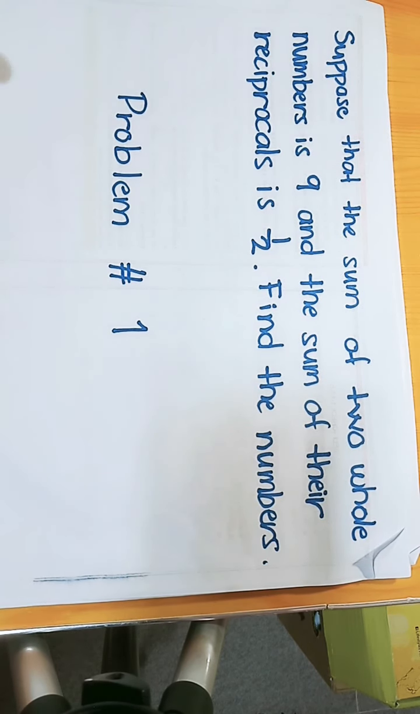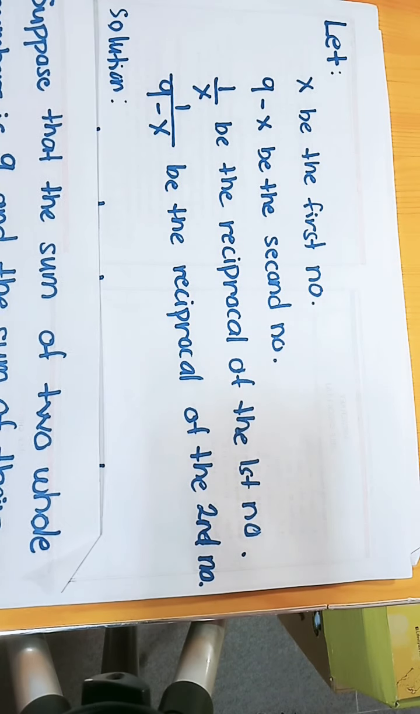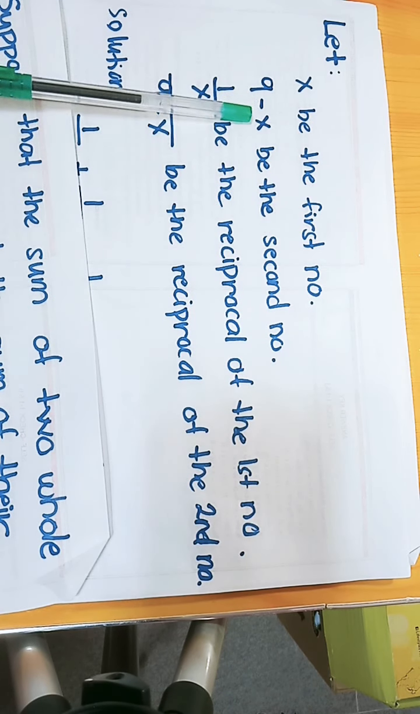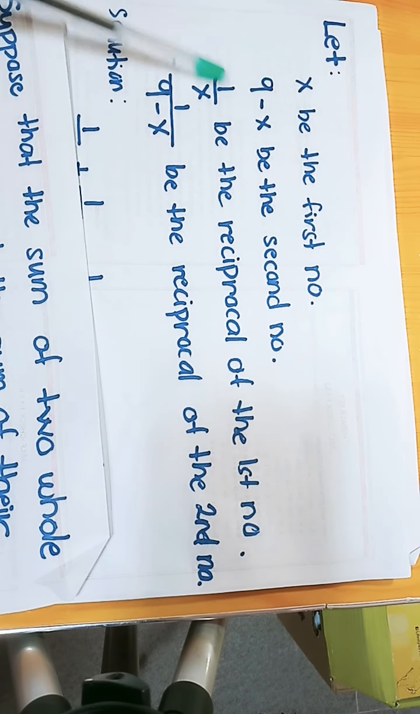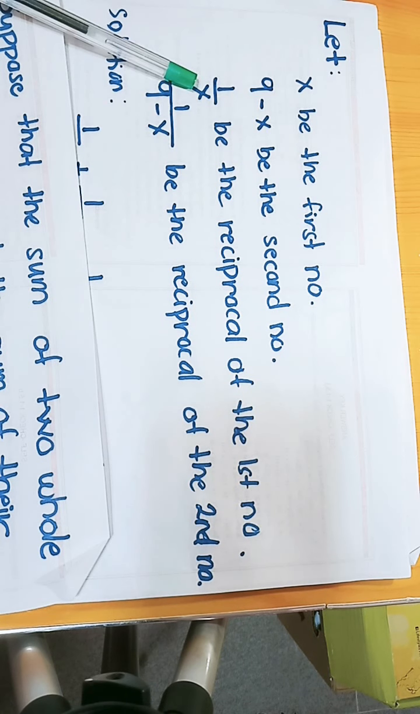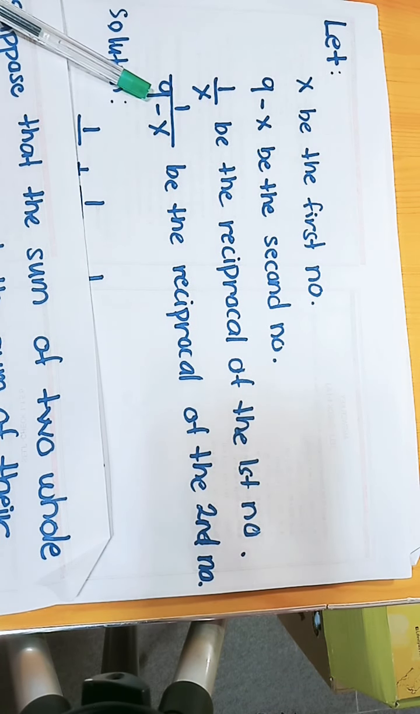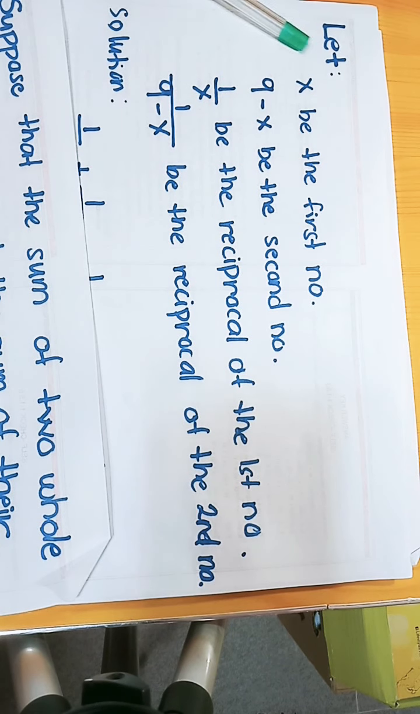And to continue solving the problem, I have here the representation. So, sabi, let x be the first number, let 9 minus x be the second number, and para makuha yung reciprocal nila, eto na yan. Okay? So, our numerator is 1, then napunta sa denominator yung ating mga number. And we have 9 minus x as the denominator, then we have 1 here. So, these are the reciprocals of our two unknown numbers.